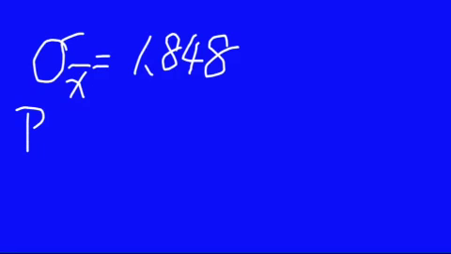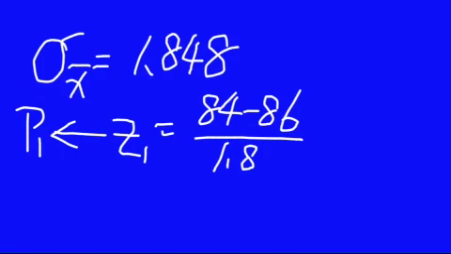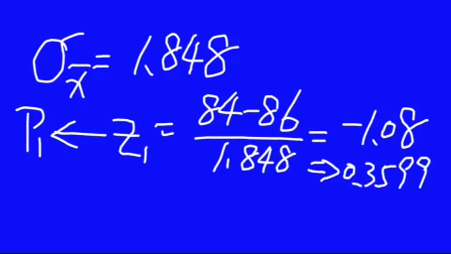After you know the standard error, you can calculate the z-score. The first z-score, we call this is z1, and it comes from 84 minus 86 and divided by the standard error, 1.848. So the z-score itself is minus 1.08. And if you check the table, you can find the p-value will be 0.3599.